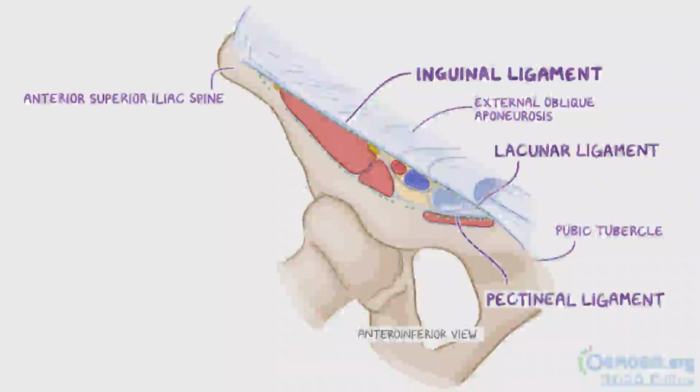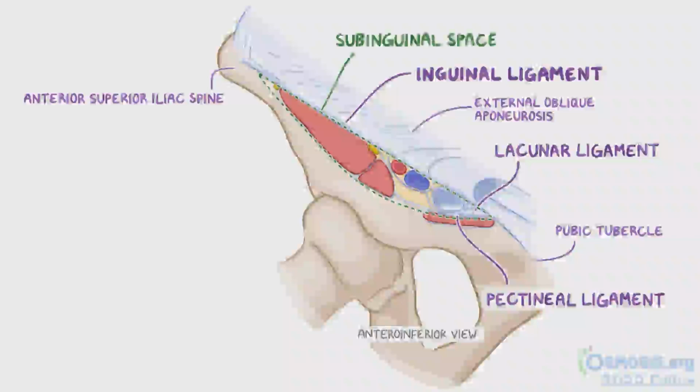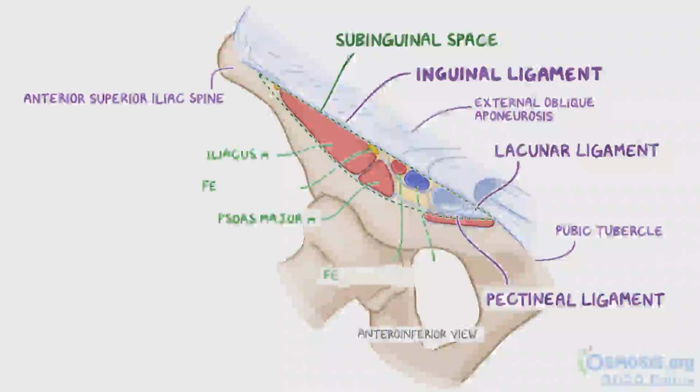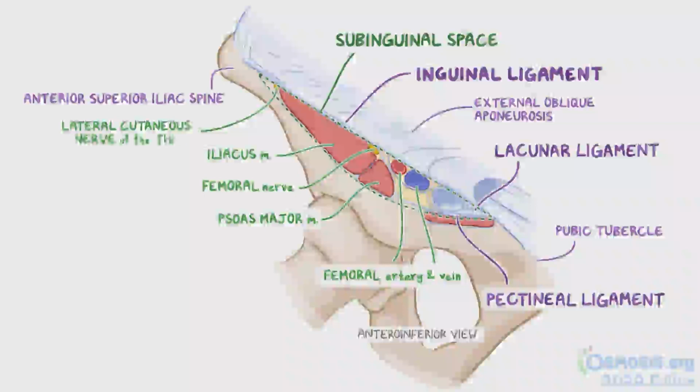The lacunar ligament attaches along the superior pubic ramus, and some fibers continue along the pecten pubis as the pectineal ligament. The lacunar ligament forms the medial border of the subinguinal space located inferior to the inguinal ligament. Important structures that pass through this space include the psoas major and iliacus muscles, and also the femoral nerve, artery, and vein, and the lateral cutaneous nerve of the thigh.